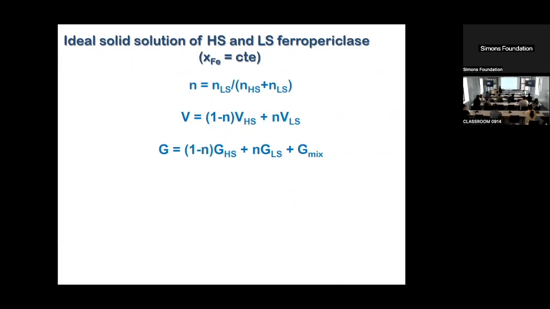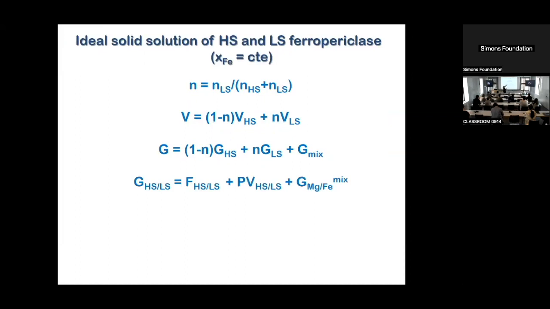The first calculation was done with an ideal solid solution, where the volume of the mixed spin region is the weighted average of the volumes of the two end members, high spin and low spin, both with the same iron concentration. In this approximation, the free energy is given by this expression, interpolated between those of the end members, and a mixing free energy here that's ideal in this case. It's the old RT [n log n plus (1 minus n) log (1 minus n)].